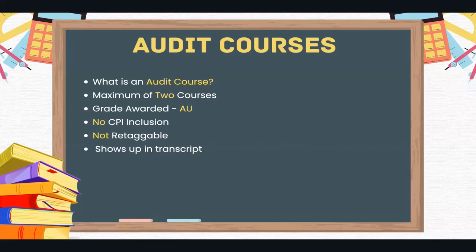If you satisfactorily complete the course, you can confirm with the course instructor whether you can take the course as an audit course, and the instructor will set some attendance and maybe evaluation criteria for you, and if you successfully surpass the criteria, then you will be awarded an AU grade. The audit courses are not included in your CPI, and they are not retaggable. So unlike ALCs, you cannot retag them to any other type of courses like electives or the honors courses. The audit courses show up in the transcript.